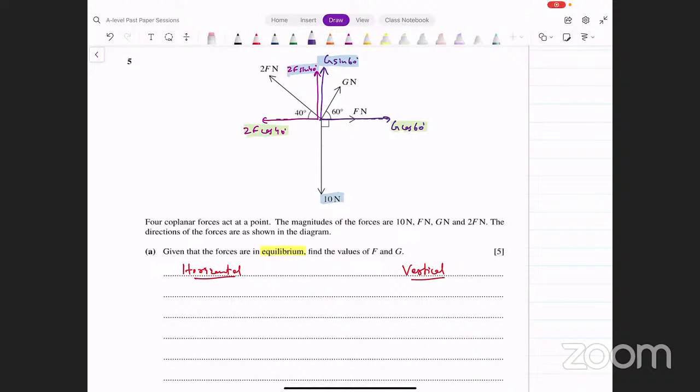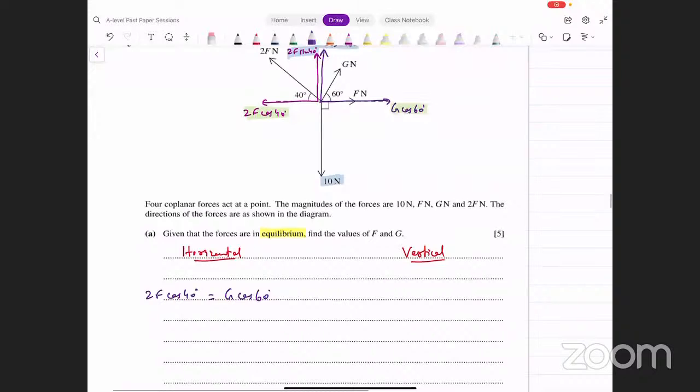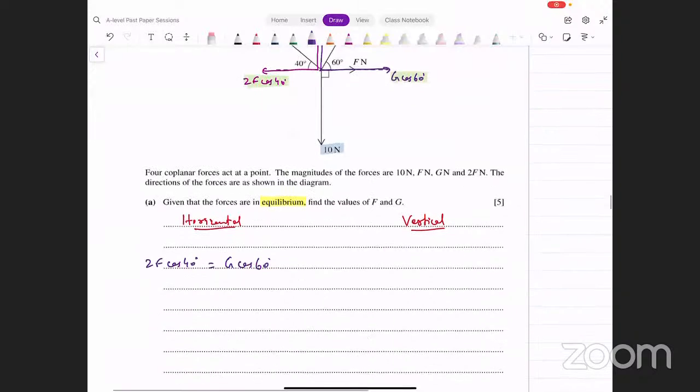Horizontal forces कौन सी? Left side पे we've got 2F into cos of 40. That should equal the forces acting towards the right side. That's basically G cos 60. So we get one relationship between F and G from here.